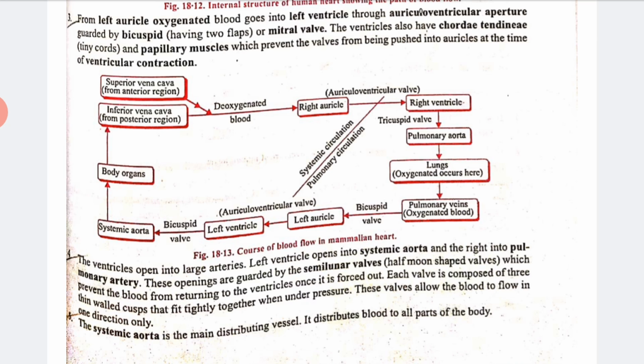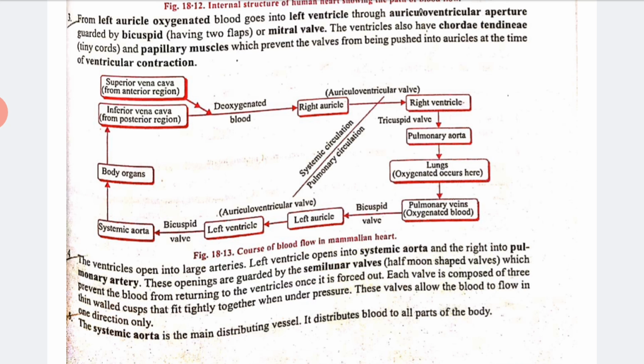Okay, and lastly, the ventricles open into large arteries: the left ventricle opens into the systemic aorta and the right into the pulmonary artery, and these openings are guarded by the semilunar valves, known as half moon shaped valves, which prevent the blood from returning to the ventricle and force it out. Clear? Now the systemic aorta is the main distributing vessel and it distributes blood to all the parts of the body. Clear? This is about the path of blood flow in the heart.